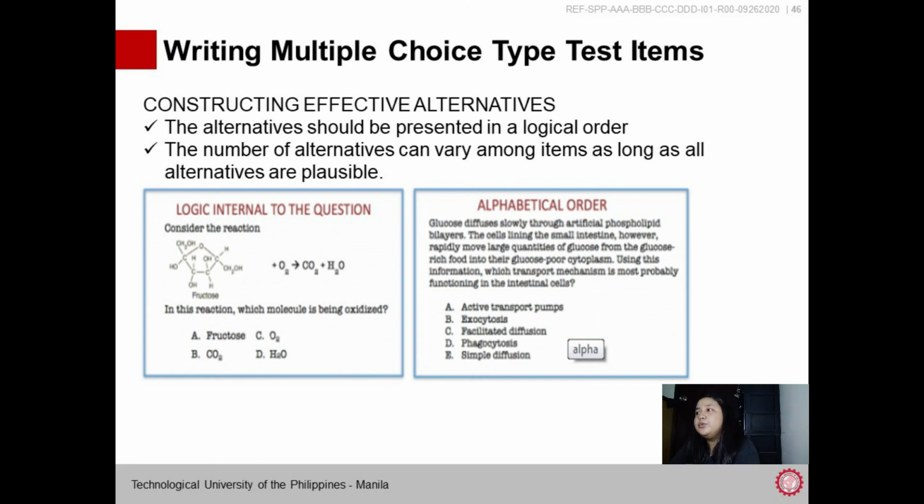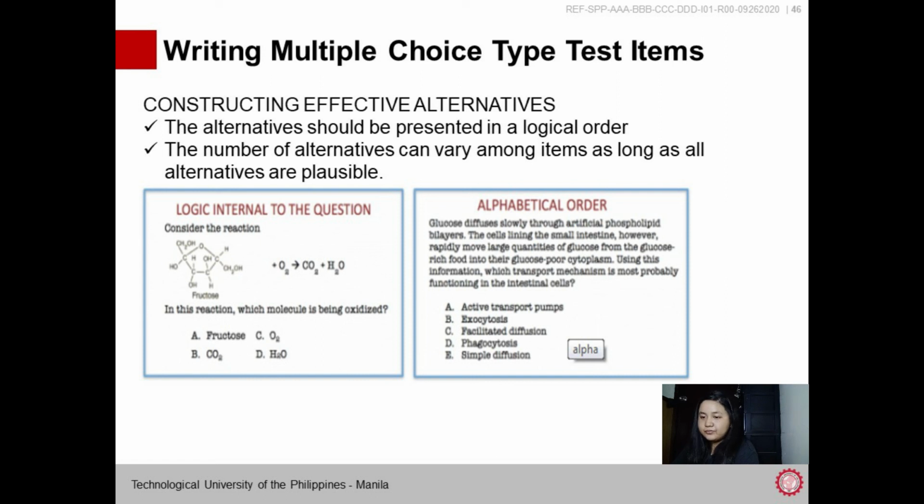Para hindi malito yung test takers sa pagsagot. Kasi 'di ba, ang tendency nito kapag magkakatabi, halimbawa yung simple diffusion and facilitated diffusion. Ang tamang answer is simple diffusion, pero ang sagot nung test takers is facilitated diffusion, kasi nga, hindi siya naka-alphabetical order. So, kapag gagawa ka ng alternatives, pwede siya naka-alphabetical order or logical order or in numerical.